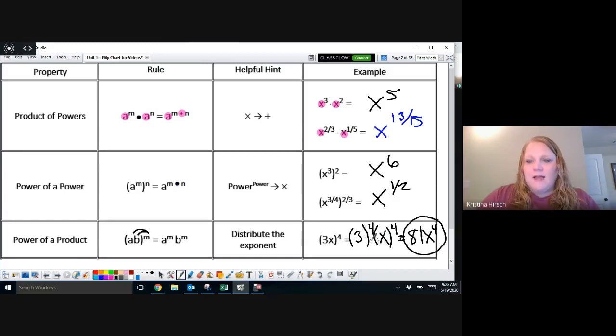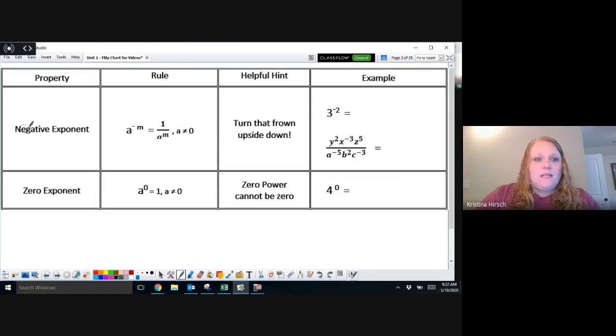So I like to kind of get in the habit of using parentheses. All right, so another property is the negative exponent property. We have a negative exponent right here. Now if you have a negative exponent, it's kind of like improper math.